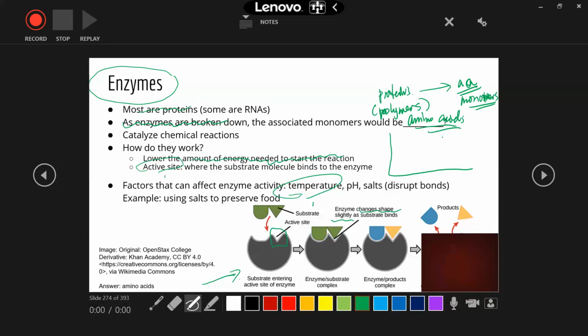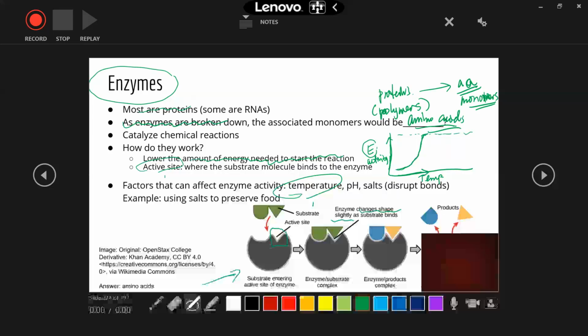Let me draw this graph to show you the relationship between temperature and enzyme activity. So that's temperature, and this is the enzyme activity. Right. When temperature goes up, the enzyme activity will also go up, right? So you can see temperature goes up from left to right. The enzyme activity also increases, right? From bottom up. Okay. So that's the relationship. If the temperature reaches the optimal temperature for a specific enzyme, the enzyme is going to have its highest activity, right? So you can see this is the peak, right? That's the highest activity.